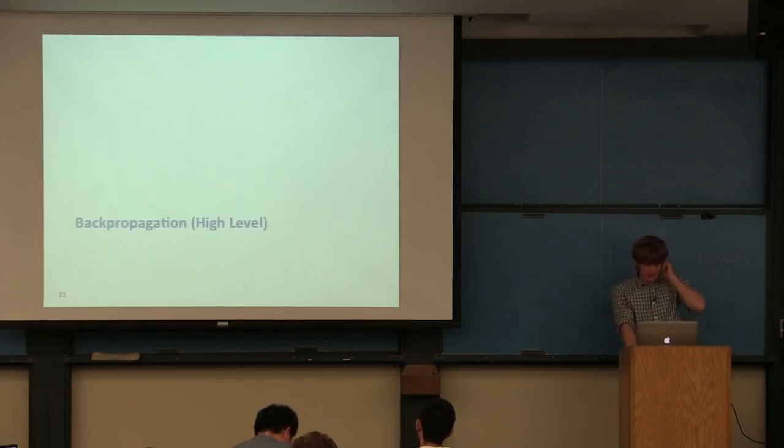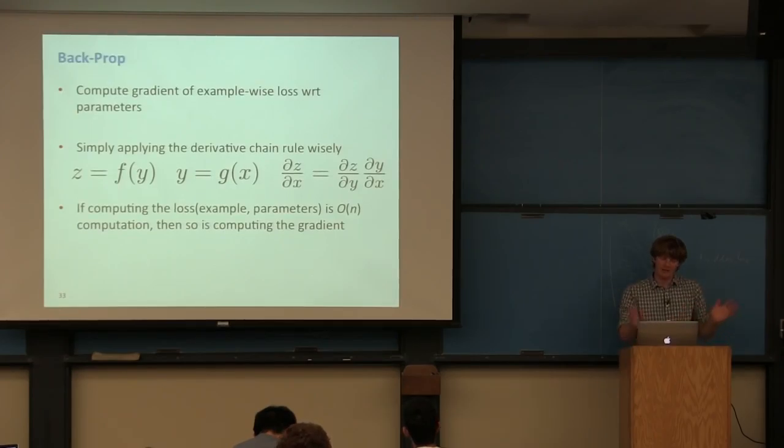And if that was a lot of math, I just want to summarize it at a high level again, which is that it is basically just taking gradients with respect to our clearly defined loss function. In general, it'll just be applying the chain rule wisely. And also, if computing your loss given your examples and your parameters is O of n, then so is computing your gradient.